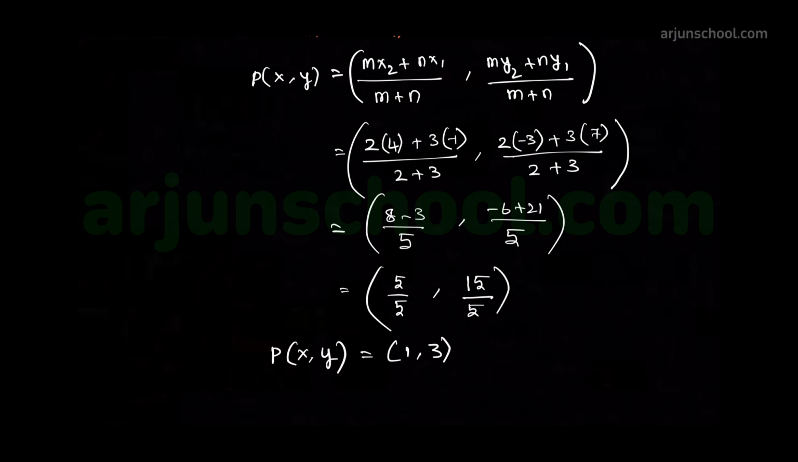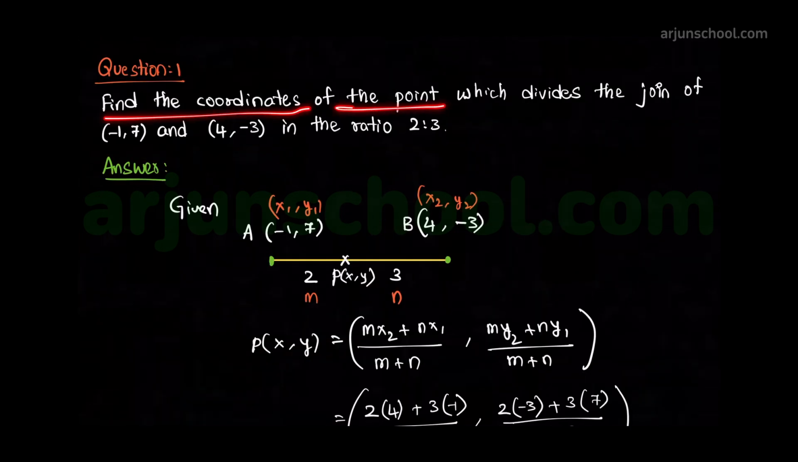So the required point is (1, 3). The answer to the given question: find the coordinates of the point which divides the join of (-1, 7) and (4, -3) in the ratio 2:3 is (1, 3).